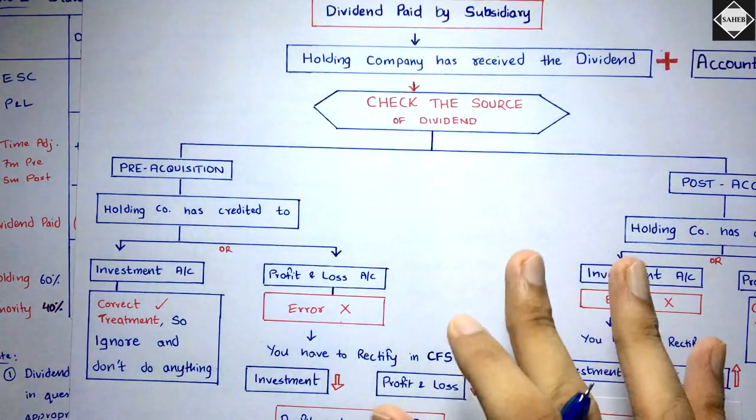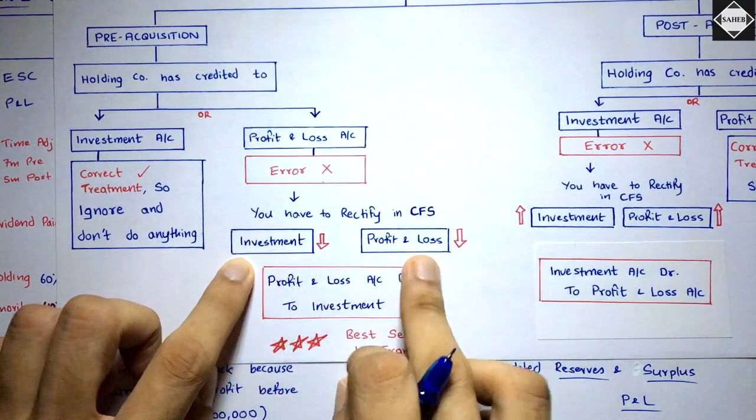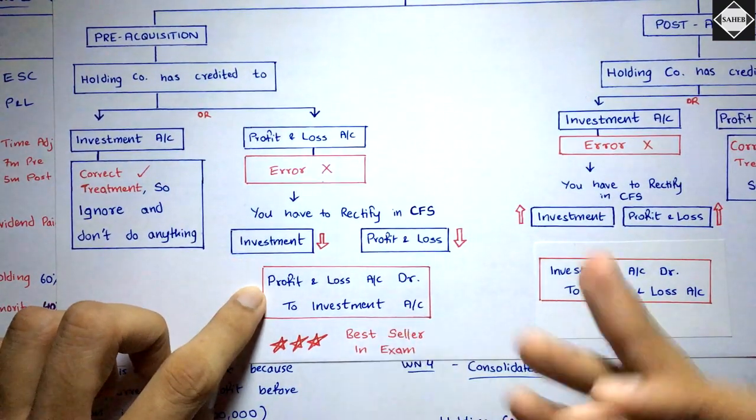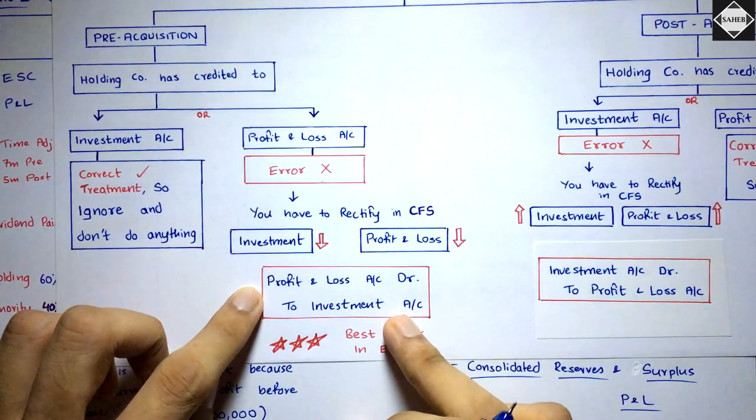Yeah, isn't it? That's a journal entry. But in the consolidated financial statement, reduce the investment, reduce the profit and loss. Yes, this entry you have to pass. But in consolidation, you cannot pass this entry. You have to give the effect. So how will the effect be given?